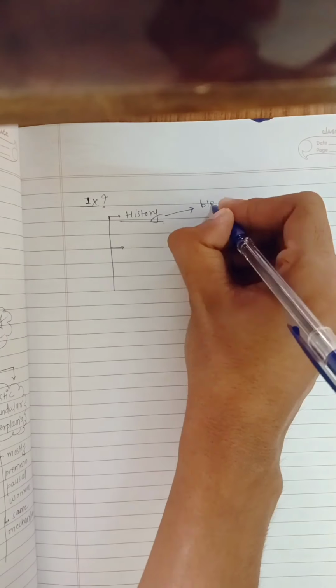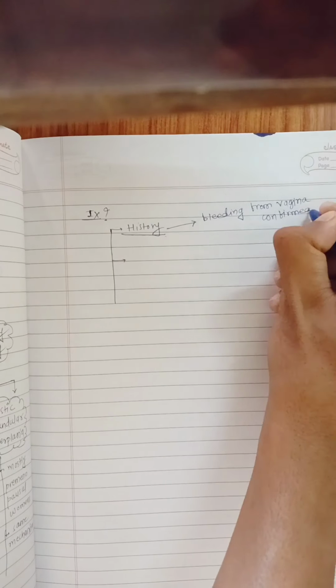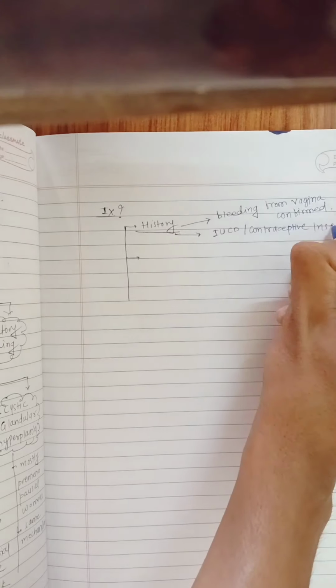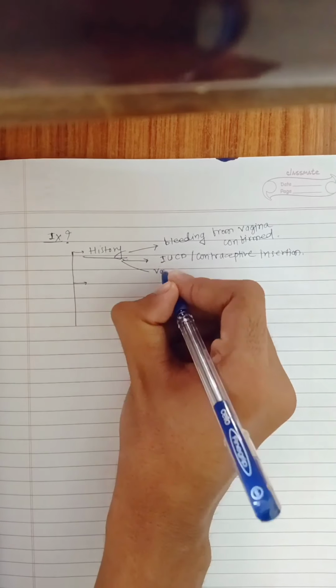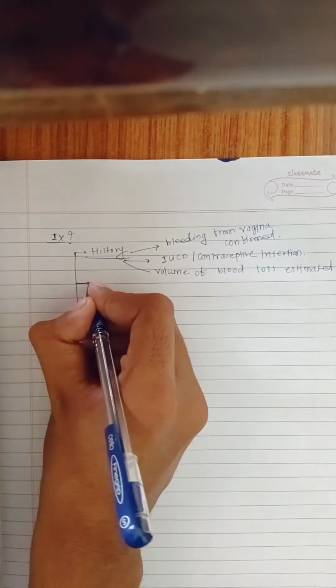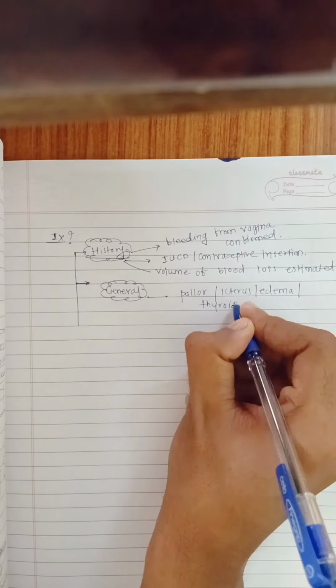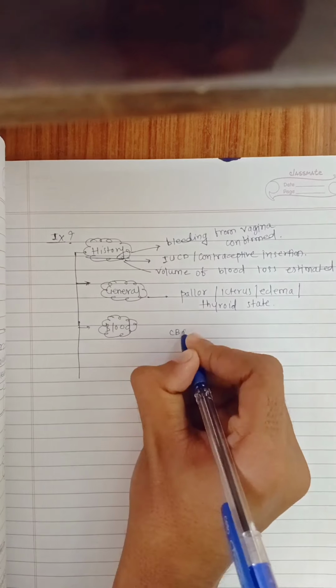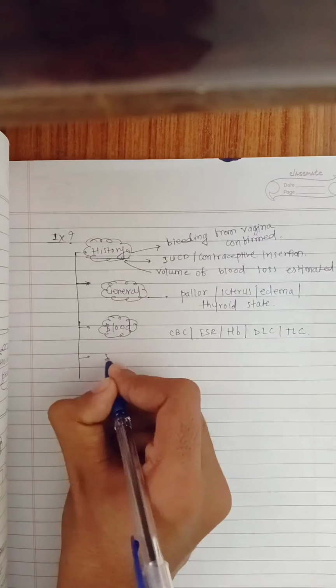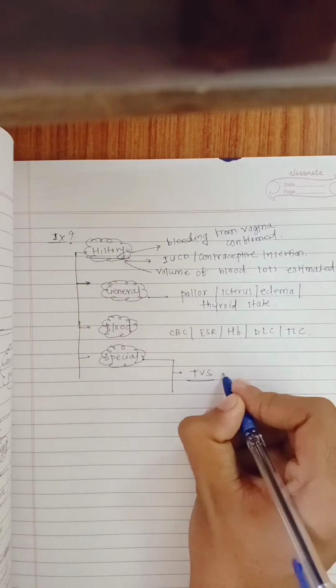So what is the investigation? First, history. Bleeding from vagina is confirmed on history. IUCD or contraception insertion is also asked in history. Volume of blood loss is estimated. In general examination, pallor, icterus, edema, thyroid state is checked. Blood culture, CBC, ESR, Hb, DLC and TLC is checked.